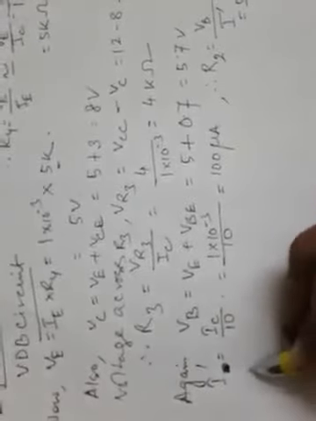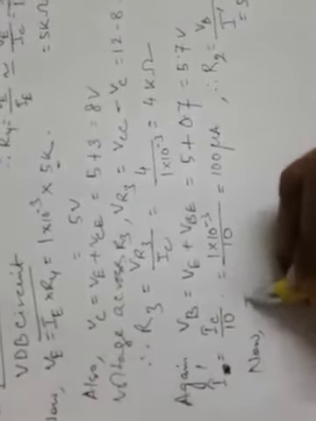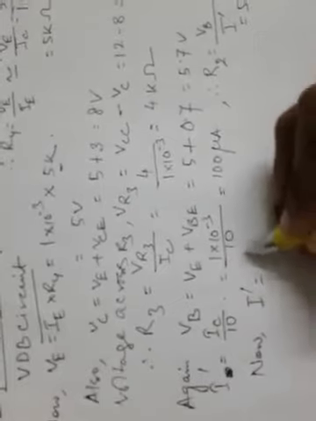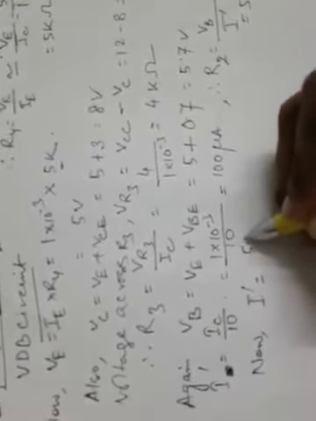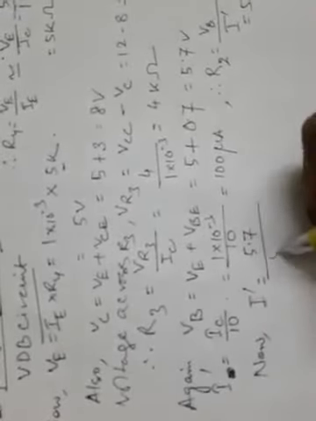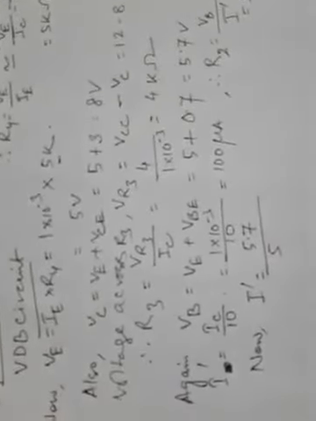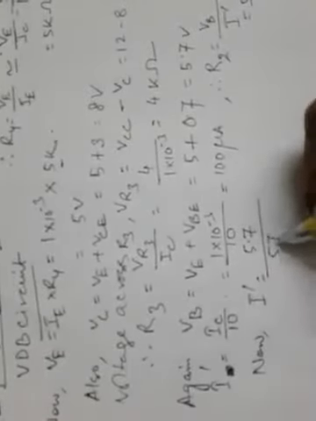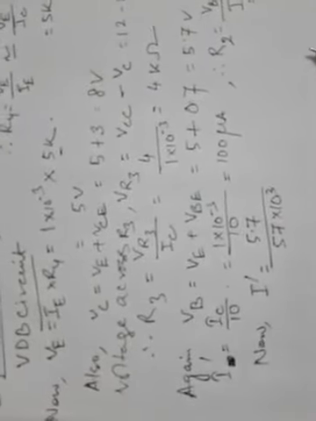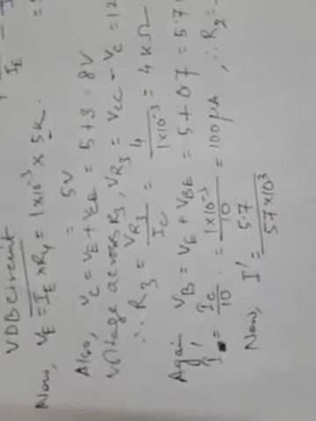Now I dash is 5.7 divided by 57 into 10 cube. So this is how we can calculate I dash also.